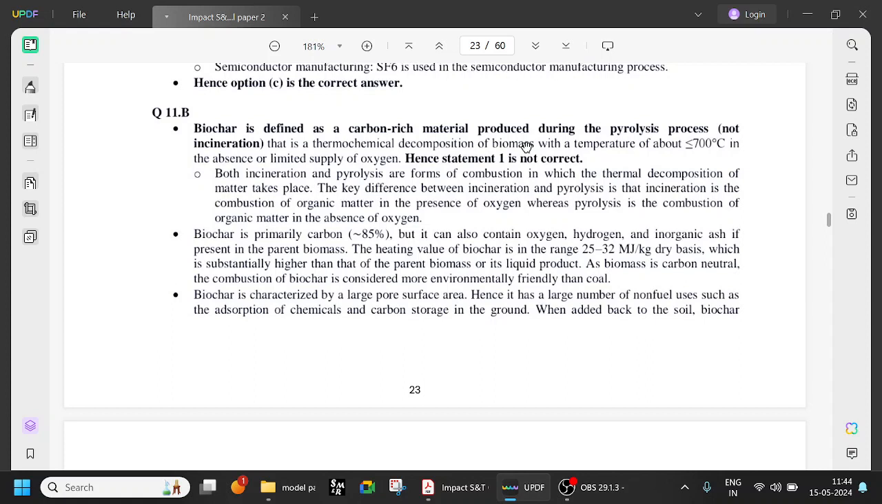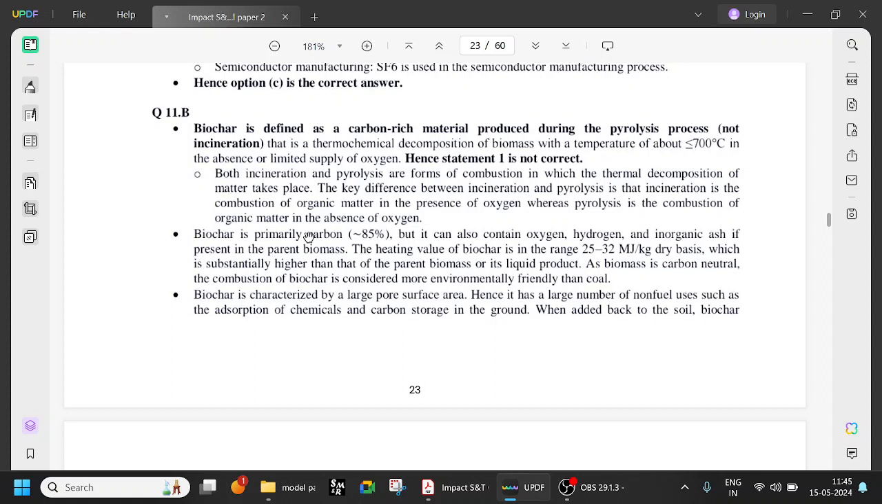So both incineration and pyrolysis are forms of combustion in which thermal decomposition of matter takes place. Key difference between incineration and pyrolysis: incineration is a combustion of organic matter in the presence of oxygen, while pyrolysis is in the absence of oxygen. So try to remember this difference. Incineration means high temperatures in the presence of oxygen. Pyrolysis is again combustion in the absence of oxygen. Okay, both are used for thermochemical decomposition of biomass, that is the purpose of this.